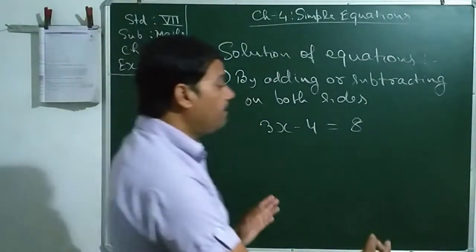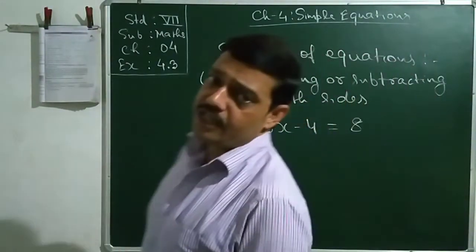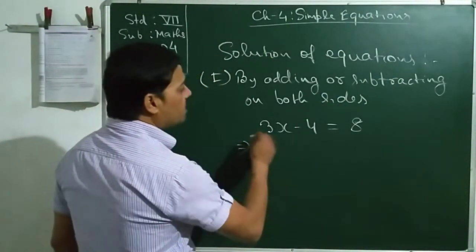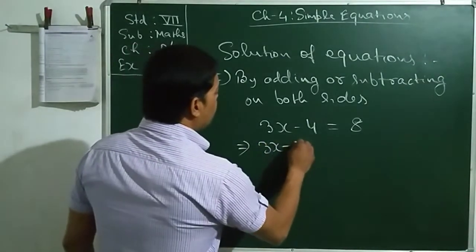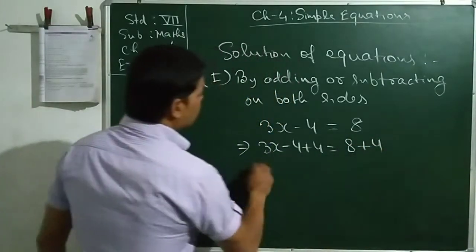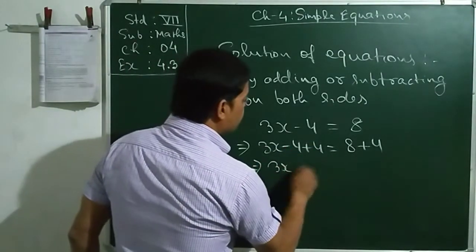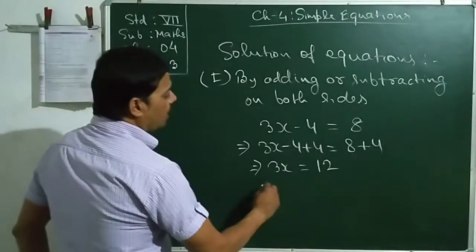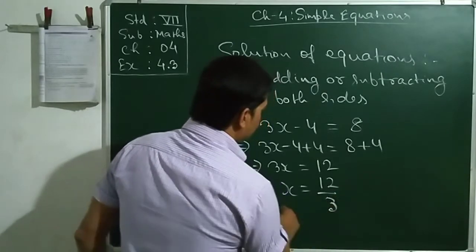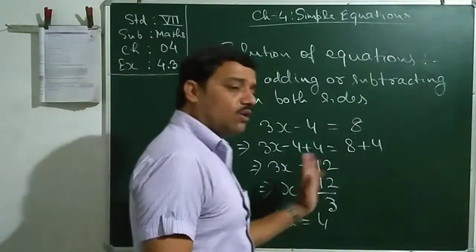If the same number is either added or subtracted on both sides, then the equation remains unchanged. In this way, we can write in the next step: 3x minus 4 plus 4 equal to 8 plus 4, that is, minus 4 plus 4 turns to 0. We can write now 3x equal to 12. Now we can write x equal to 12 by 3. Therefore, x equal to 4. In this way, you can solve by adding or subtracting on both sides.